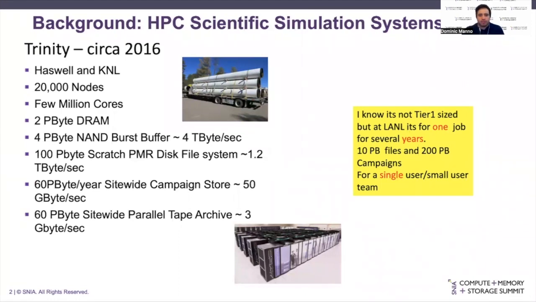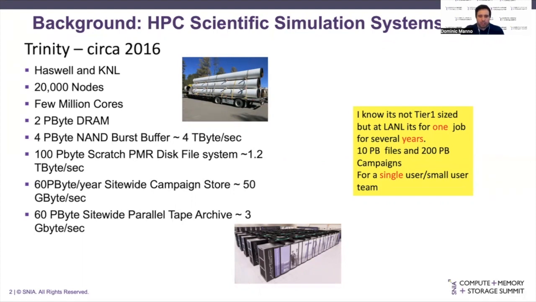We're going to start off with a very brief background of the current generation system. This system is called Trinity. Trinity is made up of about 20,000 nodes. It was first deployed around 2016. The nodes are a combination of Haswell and Knights Landing. In total, there are a few million cores, approximately 2 petabytes of DRAM, and about a 4 petabyte NAND burst buffer.